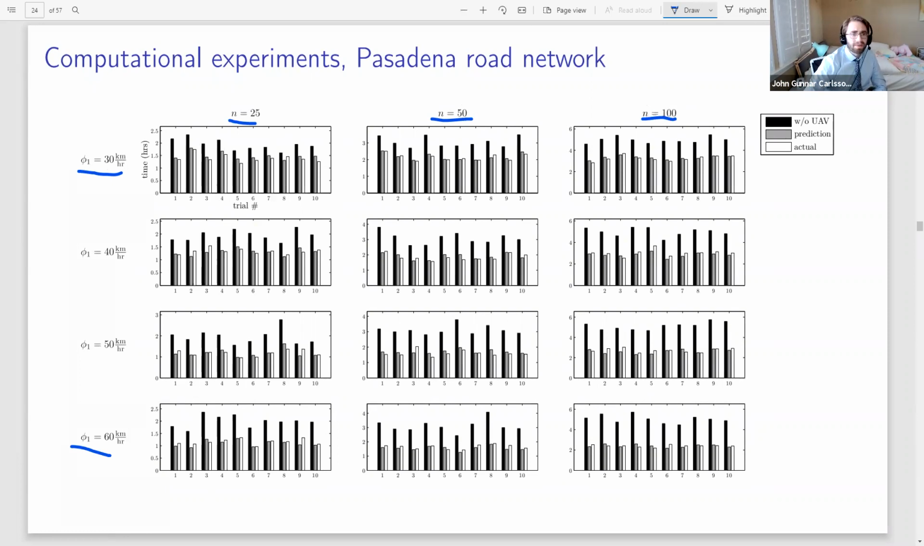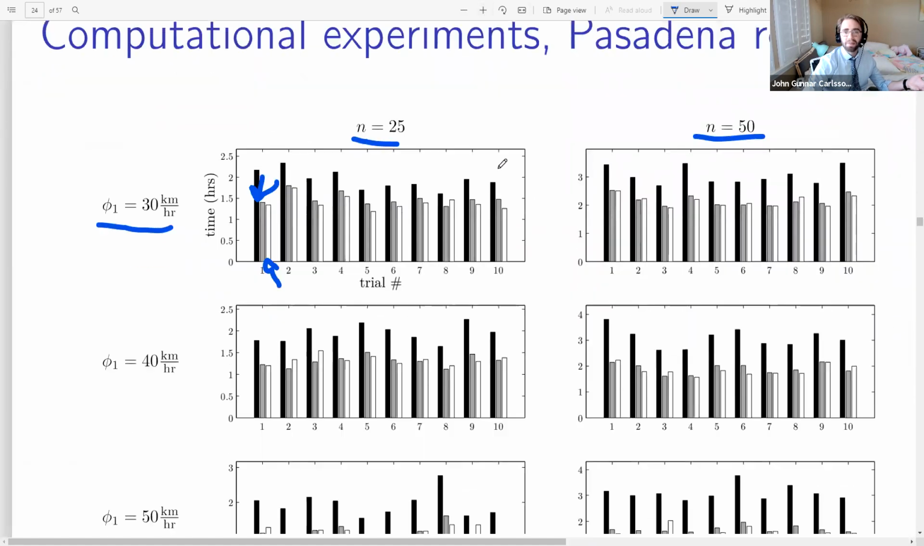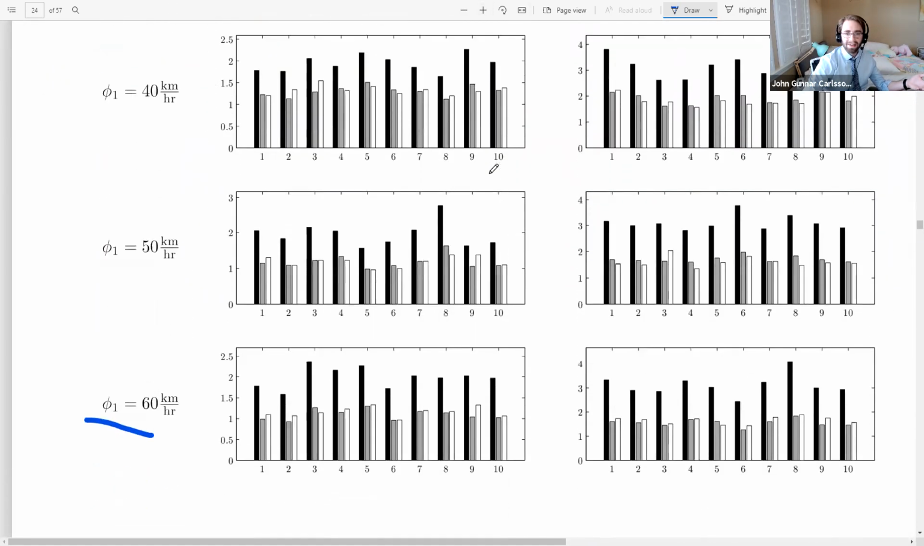And then we plotted here, the black bars for all of these represent how much time it takes you to visit all these customers without using drones at all, just a vanilla TSP tour. And then the gray bar represents the prediction of how much, based on this analysis, you expect things to improve by. And then the white bar represents what we actually came up with when we ran the heuristic. So the metric of how good my predictions are is how close the gray and white bars are to each other. And I've been kind of sneaky by making them really small, but if you look at them carefully enough, I think they're pretty good.